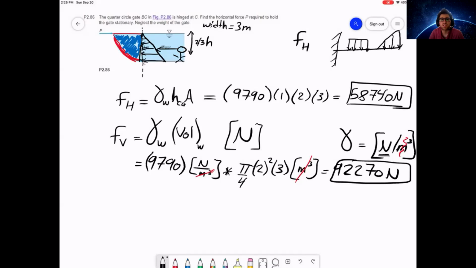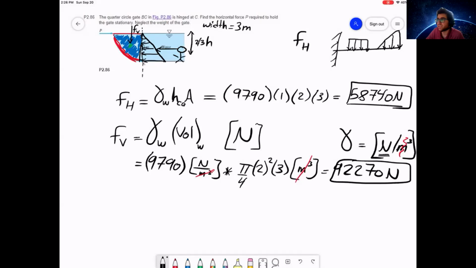The centroid, and the centroid of what? The centroid of our quarter circle? Yes, exactly. So it would be somewhere right here. Let me use a different color, I'll use a green. So the centroid of the quarter circle will be here, and here's your FV. And how do you find this location? How do you find the centroid of a quarter circle?